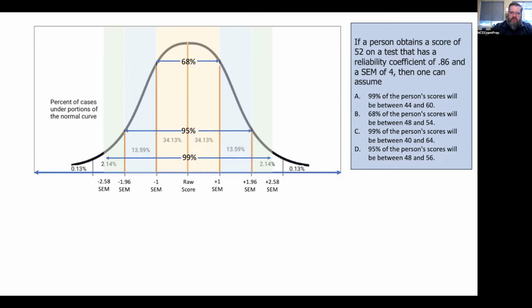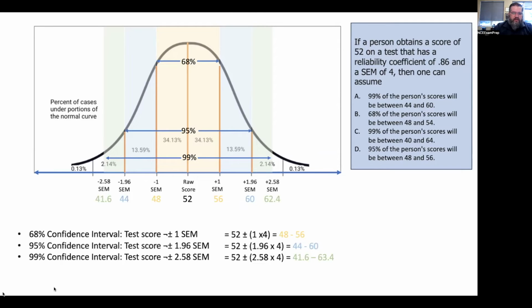So let's plot what we know first. First, our raw score that we're given on this test is 52. Okay, so we're going to plot that right here in the middle because we're going to calculate on either side of the raw score using the standard error of measurement. So from there, in general, a 68% confidence interval is our test score, which is 52, plus or minus 1 standard error of measurement. For a 95% confidence interval, we use plus or minus 1.96. And for 99%, we're using plus or minus 2.58.